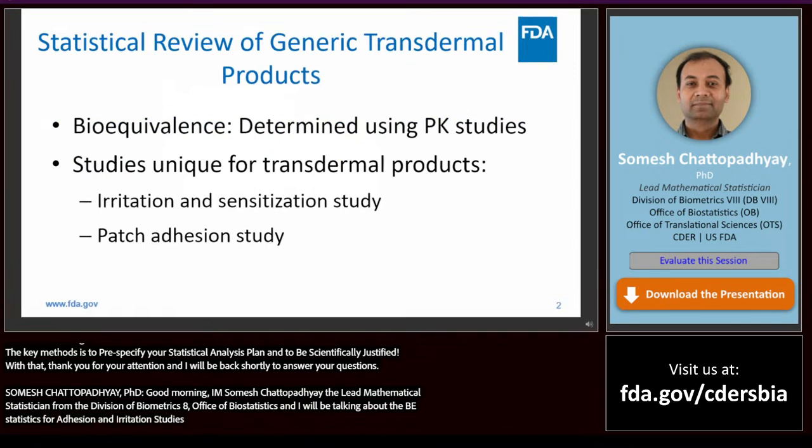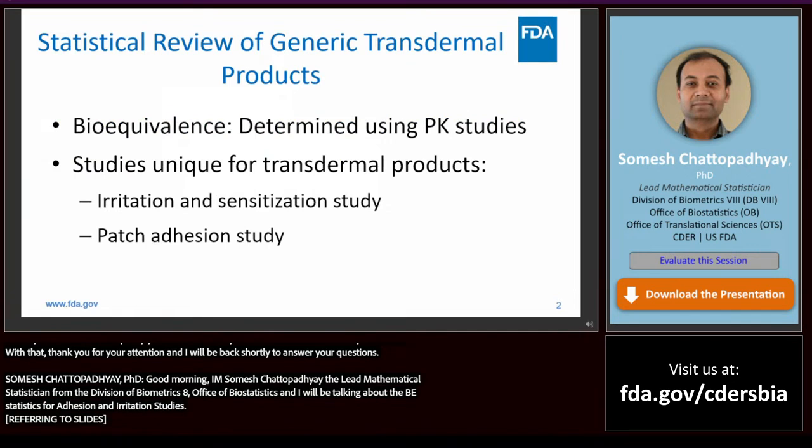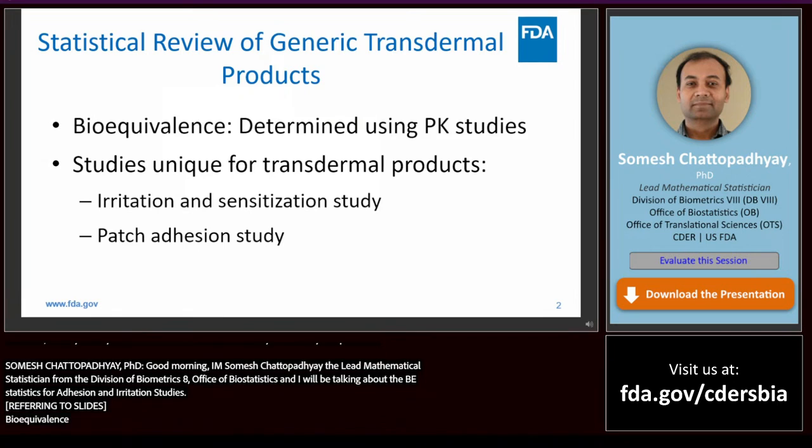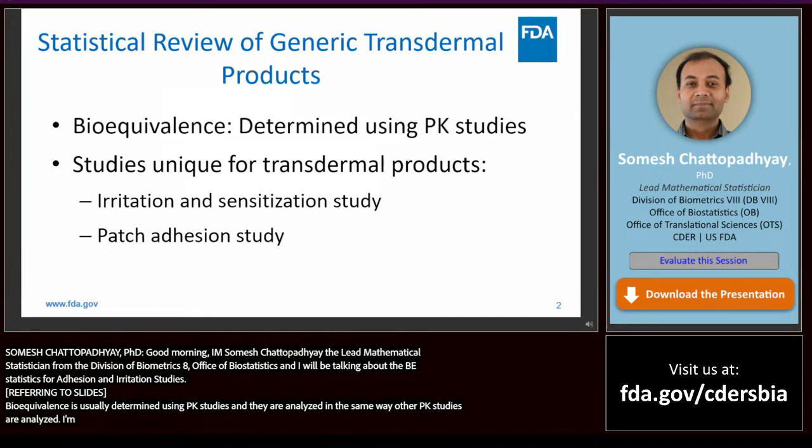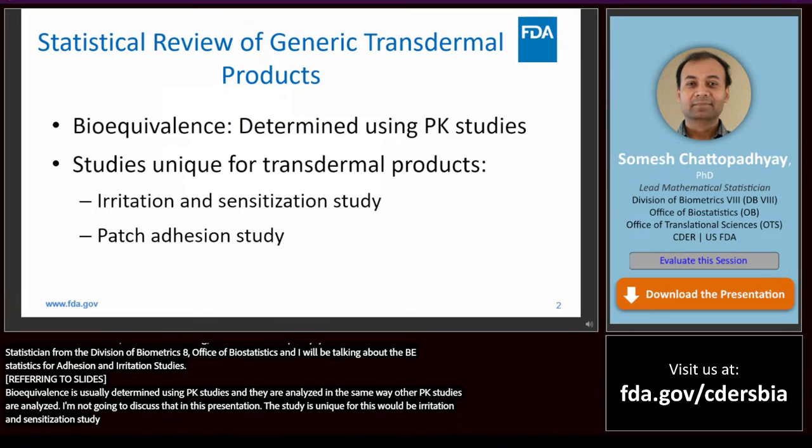Bioequivalence for generic transdermal products is usually determined using pharmacokinetic studies, and they are analyzed in the same way other pharmacokinetic studies are analyzed. So I am not going to discuss that in this presentation. The studies that are unique for transdermal products are the skin irritation and sensitization studies and the patch adhesion studies. I will first talk about the skin irritation and sensitization studies and then discuss patch adhesion studies.